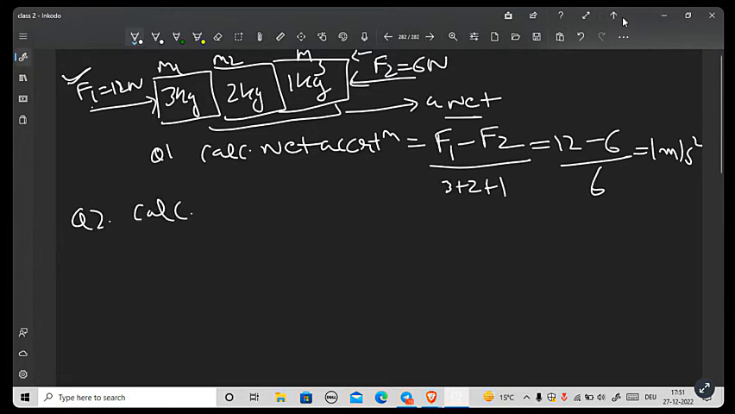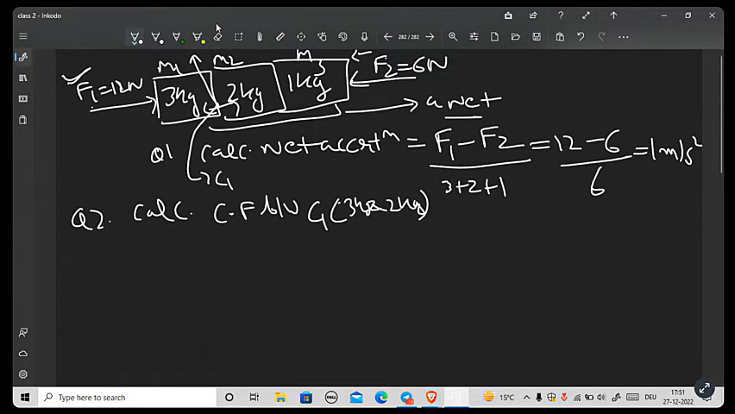Calculate the contact force between the 3 kg block and the 2 kg block, and let us call it C1. So calculate contact force C1 between 3 kg and 2 kg. Now what you need to understand is that the contact force between 3 kg and 2 kg will be due to both the forces, that is both 12 Newton and 6 Newton.